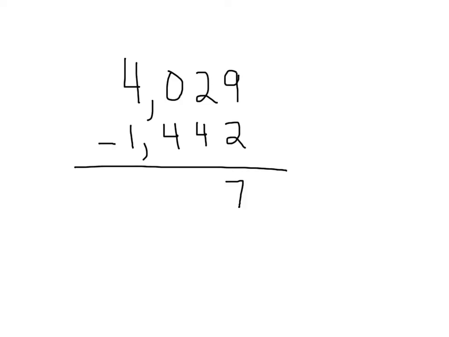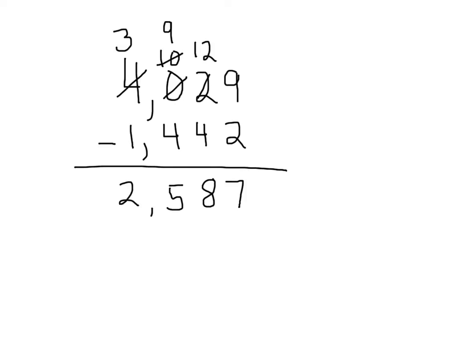We can't do that. Usually we would go to the hundreds place, but there are no hundreds. So we have to go all the way to our thousands place, take one of those, which leaves us with 3, and make 10 hundreds, and then take one of those, so it leaves us with 9, to make 10 tens. So we have 10 tens and 2 tens, that is 12. 12 minus 4 is 8. 9 minus 4 is 5. And 3 minus 1 is 2.